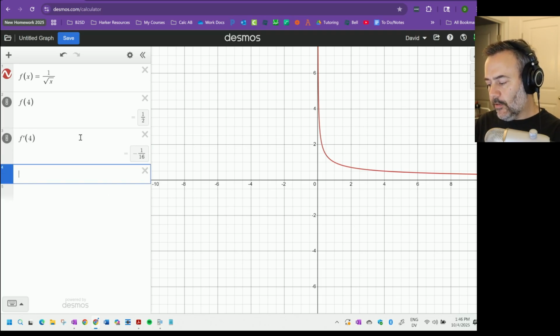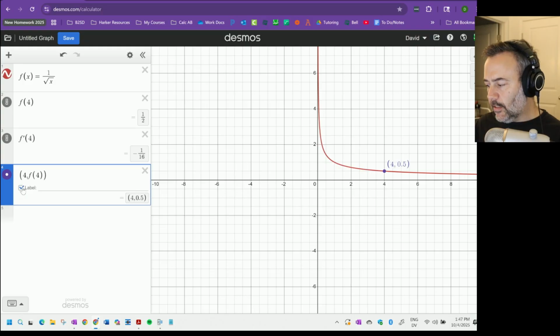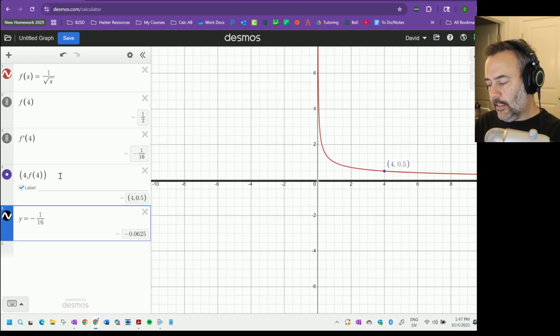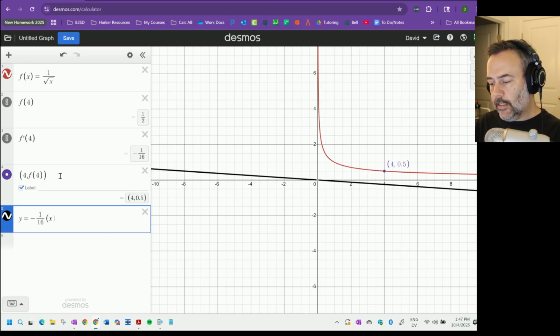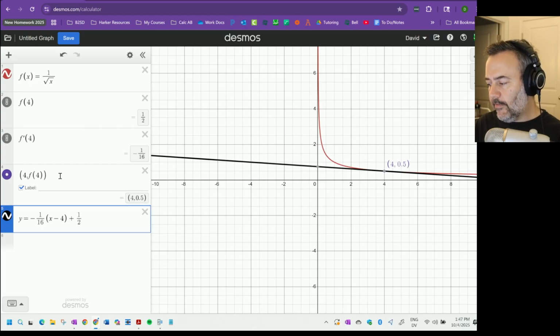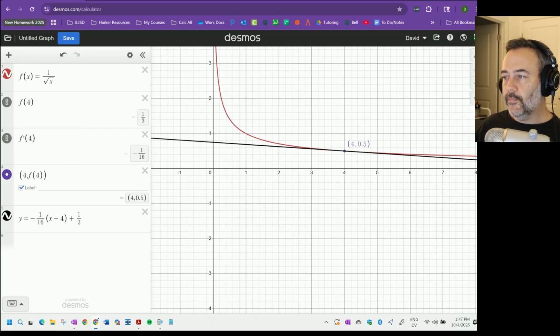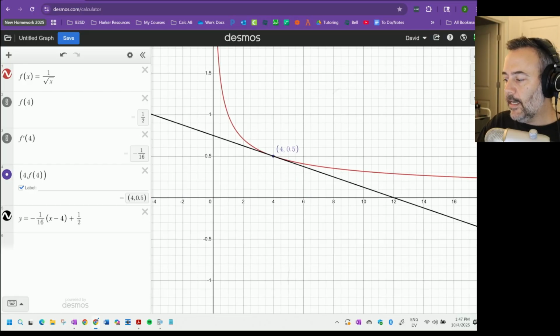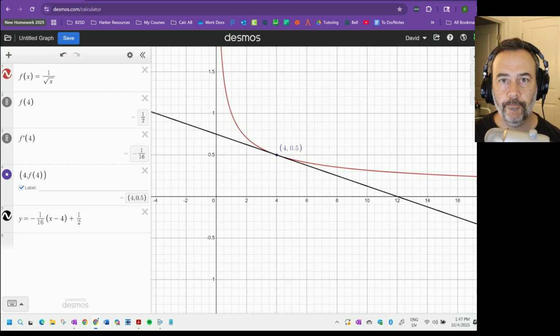And then what would our point of tangency be? It's 4 comma f of 4. I can do that since I'm in Desmos. Let's label that point. And then let's do our line of tangency. So that was our tangent line: negative 1/16 in parentheses x minus 4, and on the outside plus 1/2. And that's looking pretty good. Maybe if I change the scale, it's a little easier to see that tangent line.